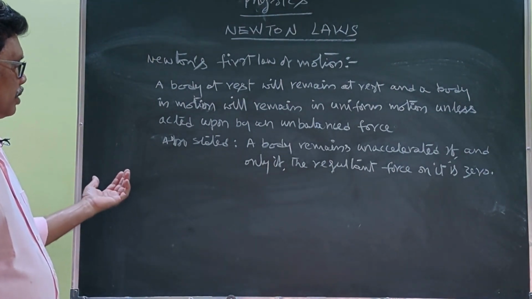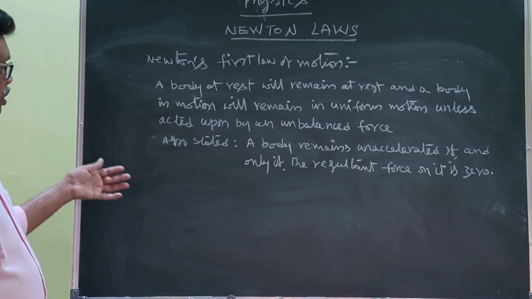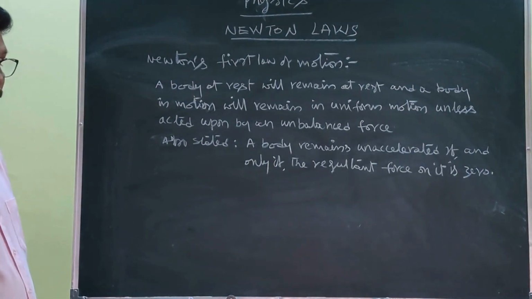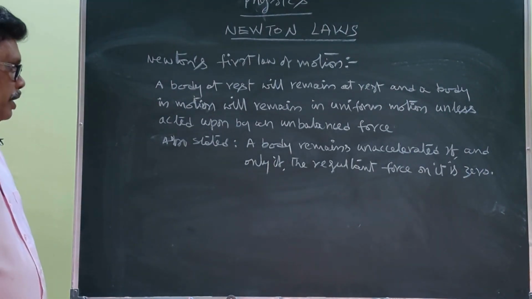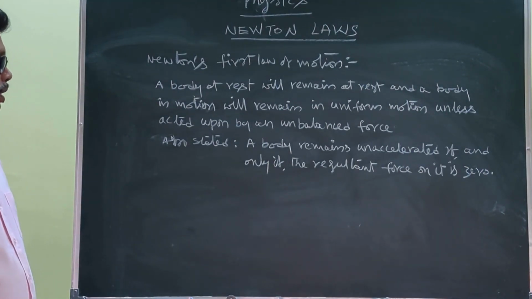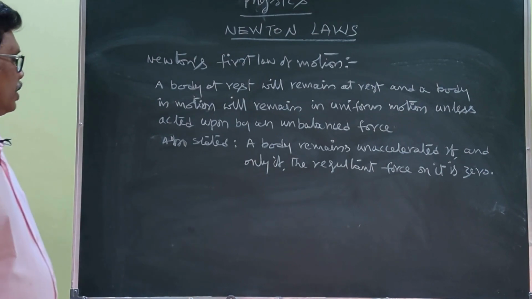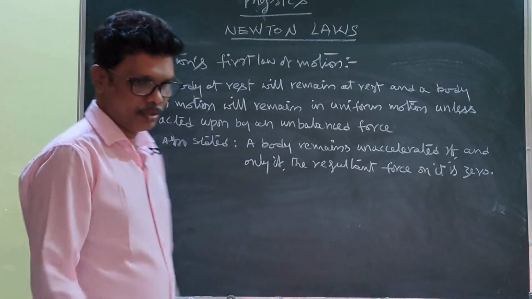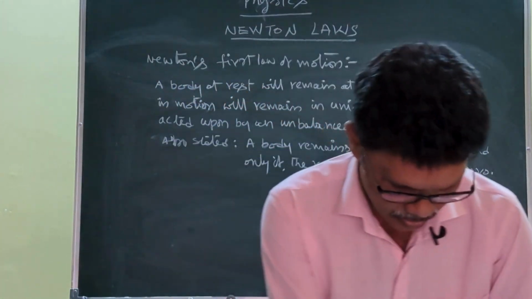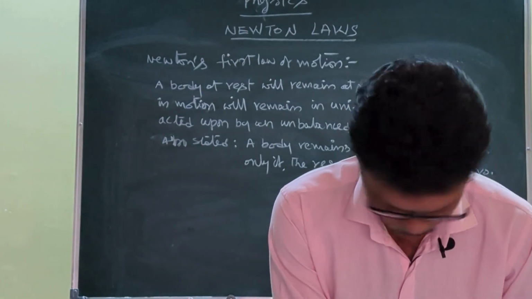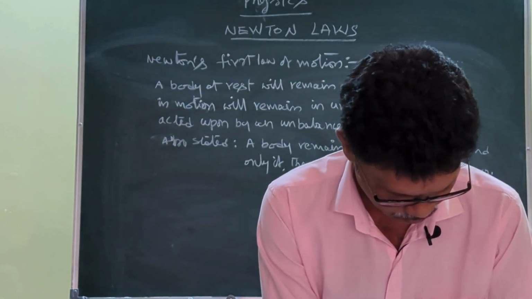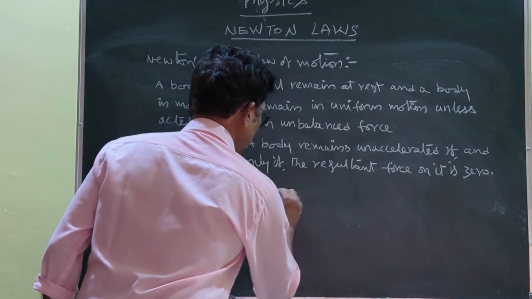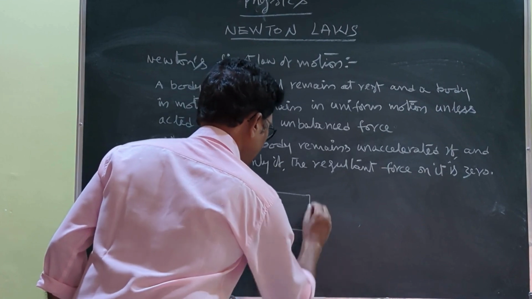This statement can be stated in another way: a body remains unaccelerated if and only if the resultant force on it is zero. What we can understand here, suppose this is the object, you take it, this is the object.